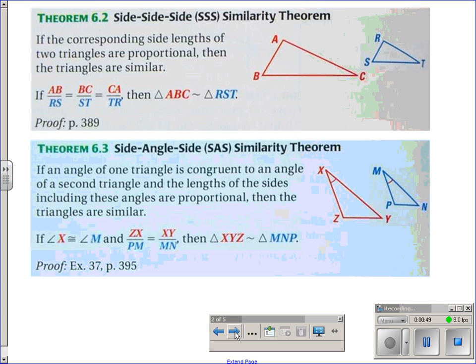These are the two theorems for side-side-side similarity and side-angle-side similarity. The proper way to write these things is side, side, side with a little tilde after for the similarity. Same idea for side, angle, side similarity. That's how you should be writing it, so copy this down.